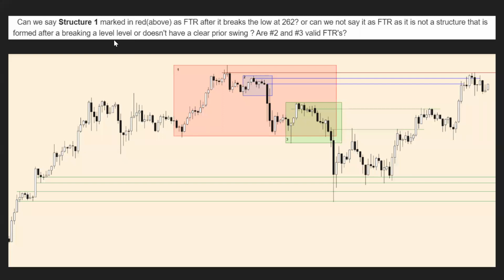Let's see. Can we say structure one marked in red is an FTR after it breaks a low at 262? Or can we not say it is an FTR as it's not a structure that is formed after breaking a level or doesn't have a clear price swing? Are 2 and 3 valid FTRs? What do you guys think? Which of these would you describe as an FTR? 1, 2, or 3? Or all of them?